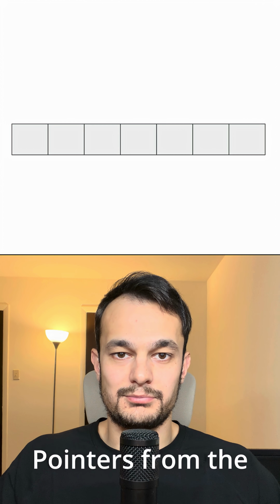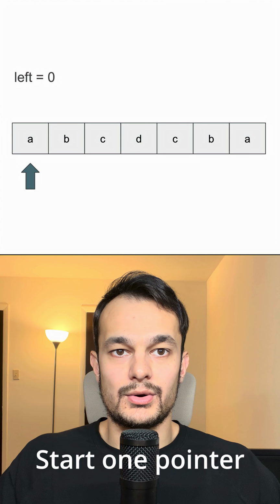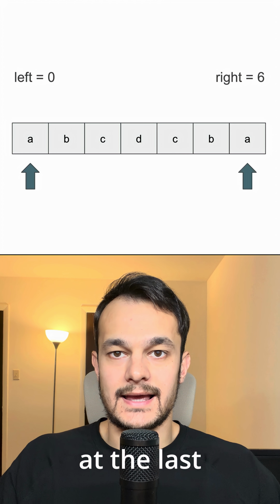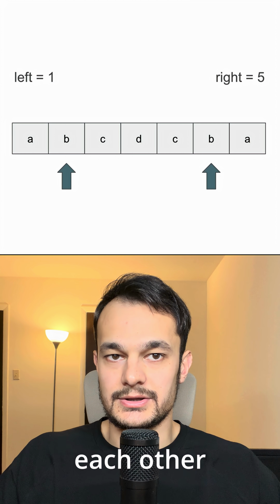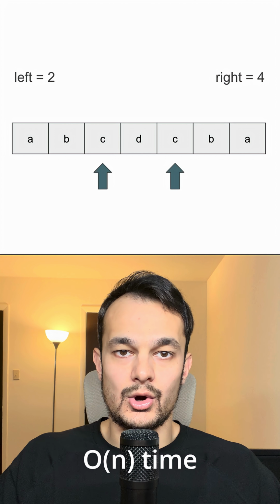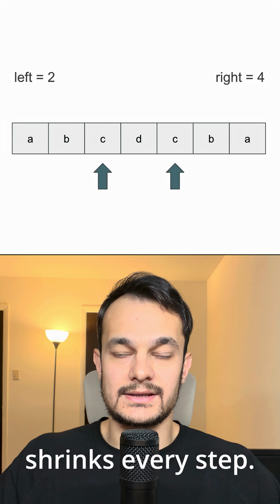Method 1, pointers from the ends. Start one pointer at index 0, the other at the last index, and move them toward each other. This gives you O of n time because the gap between them shrinks every step.